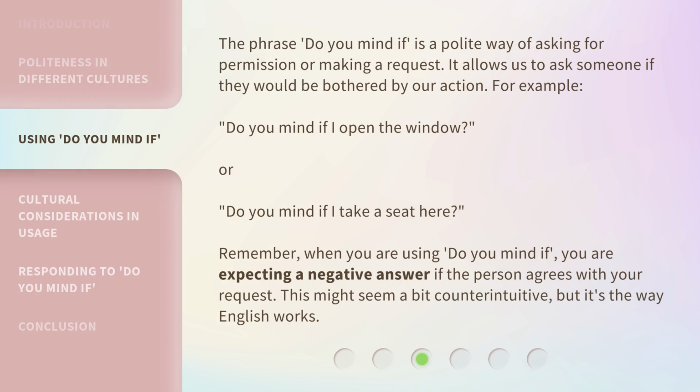The phrase, "Do you mind if?" is a polite way of asking for permission or making a request. It allows us to ask someone if they would be bothered by our action. For example, "Do you mind if I open the window?" or "Do you mind if I take a seat here?" Remember, when you are using "Do you mind if," you are expecting a negative answer if the person agrees with your request. This might seem a bit counterintuitive, but it's the way English works.